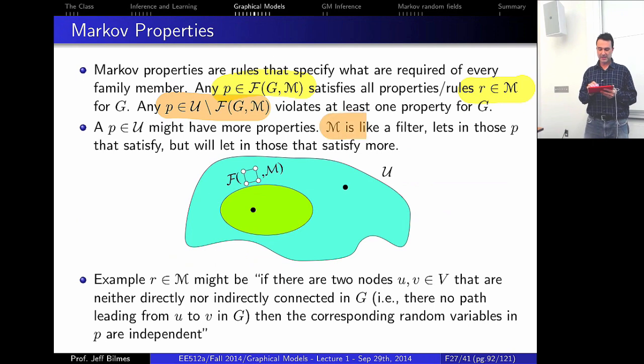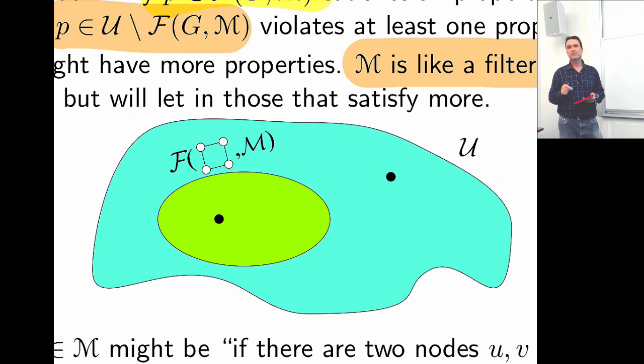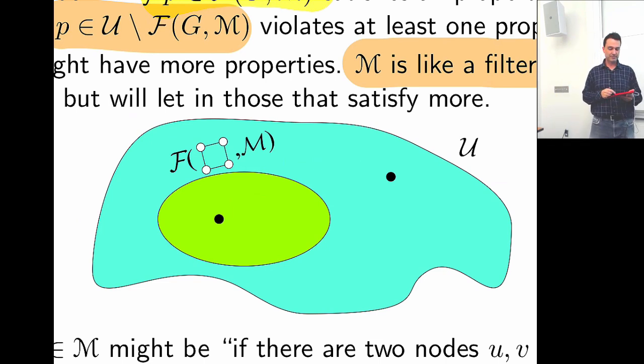So you can think of M and the graph as kind of like a filter. Let's say U is the set of all distributions, and here's a funny little picture that says, okay, this family is specified by the graph, which in this case says that there are 4 random variables. The graph is a 4-cycle, and there's a set of Markov properties M. And it carves out this subfamily.